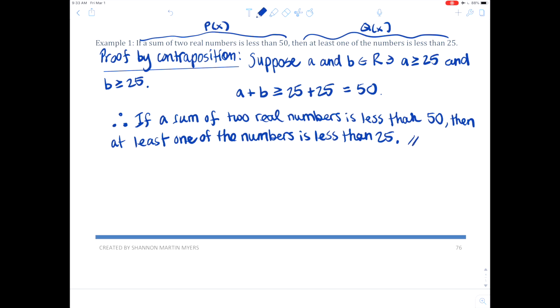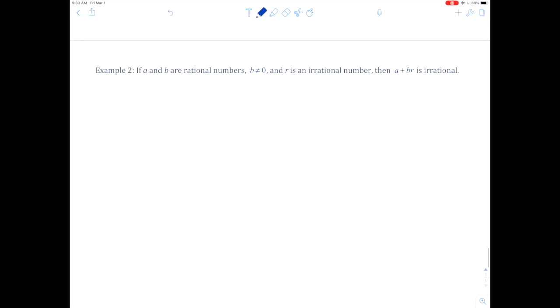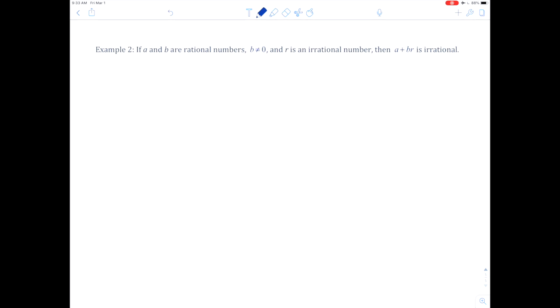Cool, cool? All right, so last example. If A and B are rational numbers, B is not equal to 0, and R is an irrational number, then the sum A plus B times R is irrational. So let's do this one by contradiction.